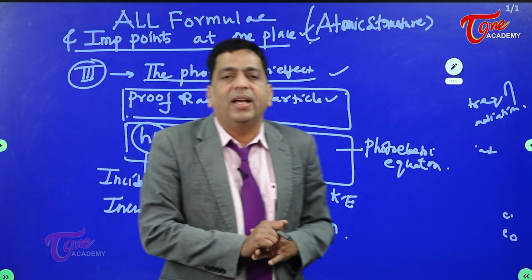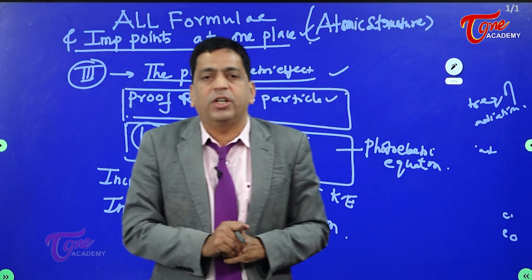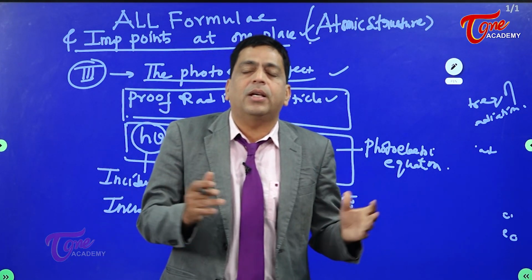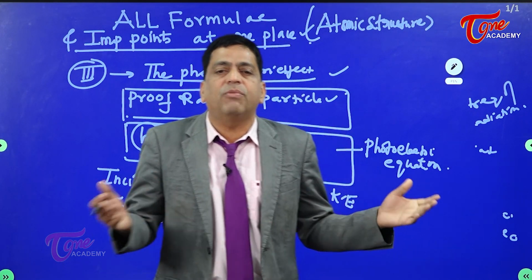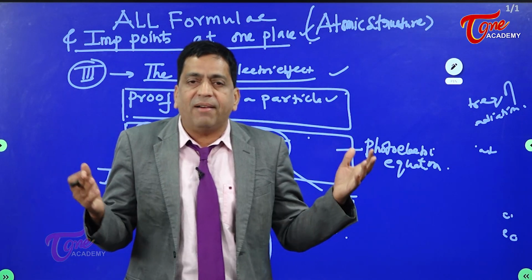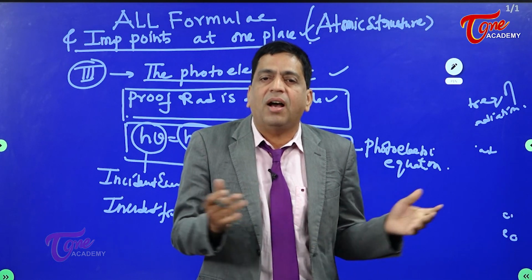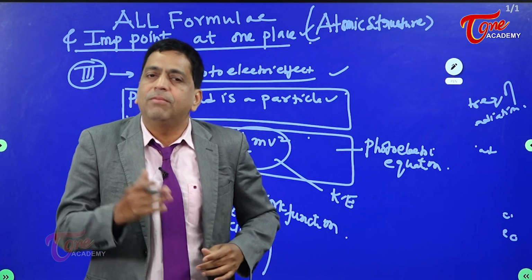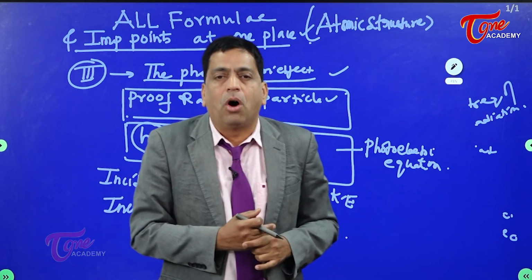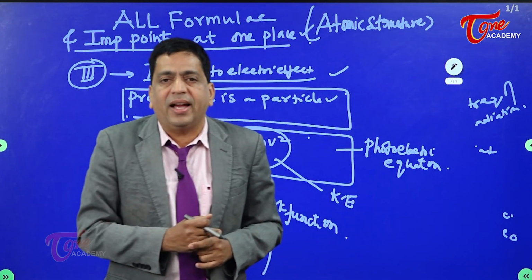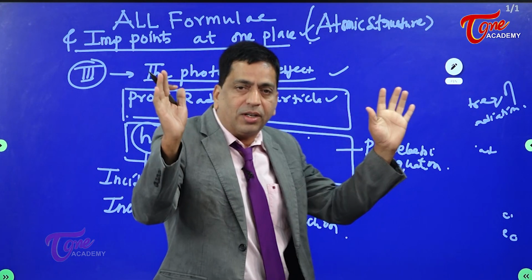Also, one critical point which I wanted to mention: in any equation in science, if you have the kinetic energy expression half mv square, then mind you that it is a mechanical motion and it is a proof that light is a particle. You must understand that, right?